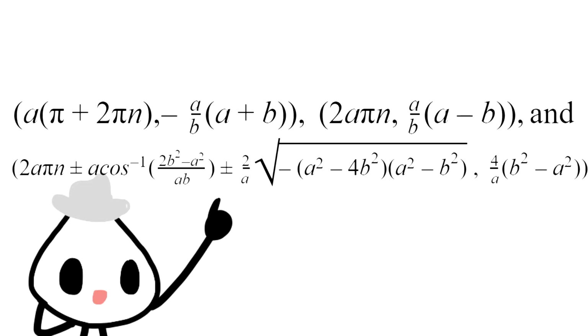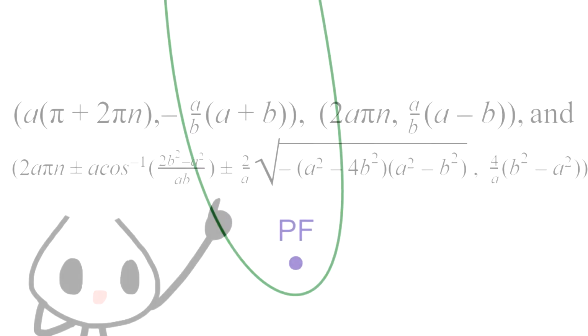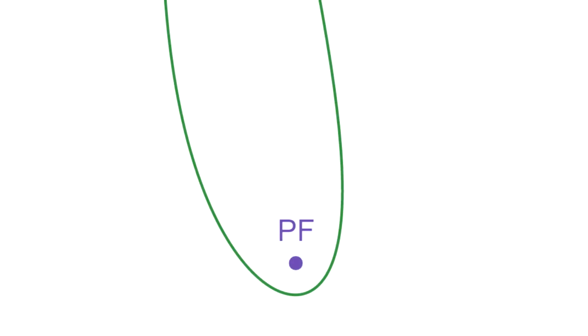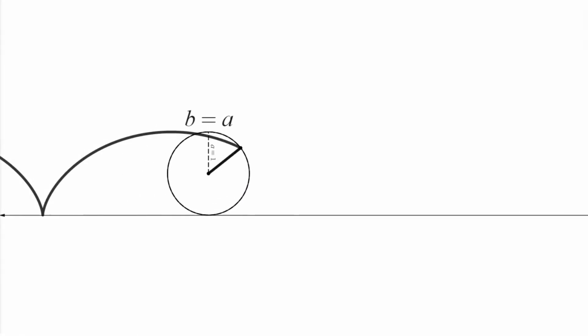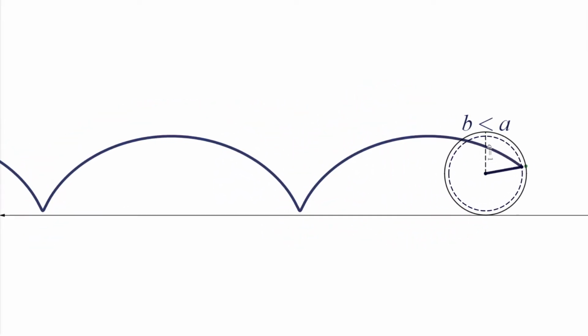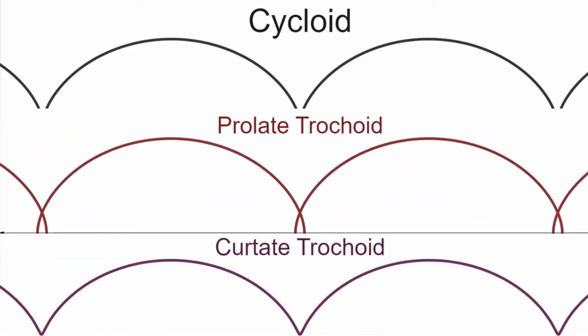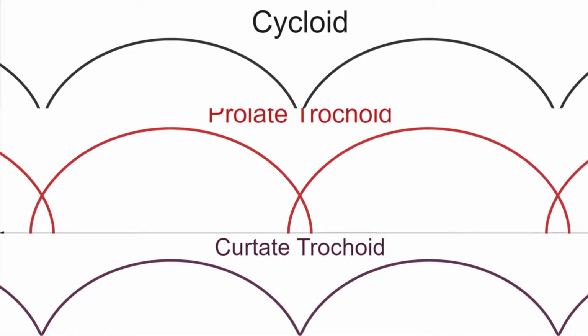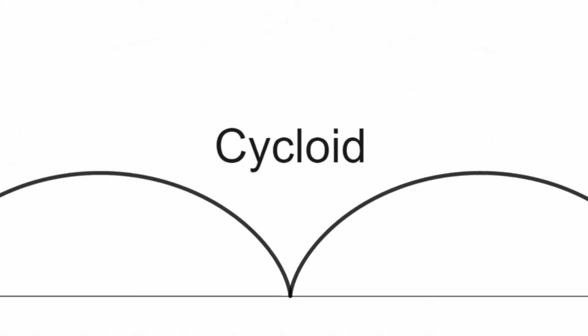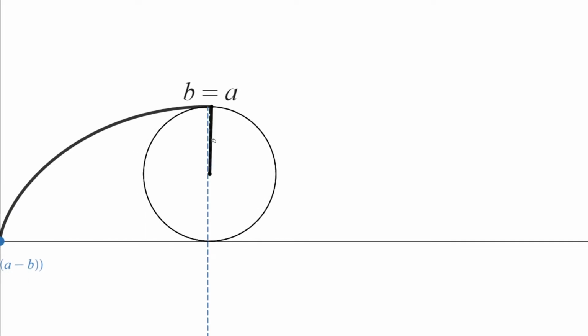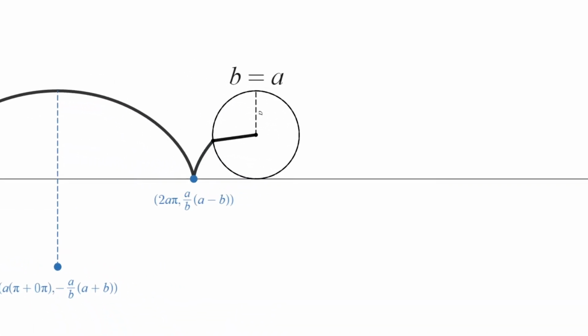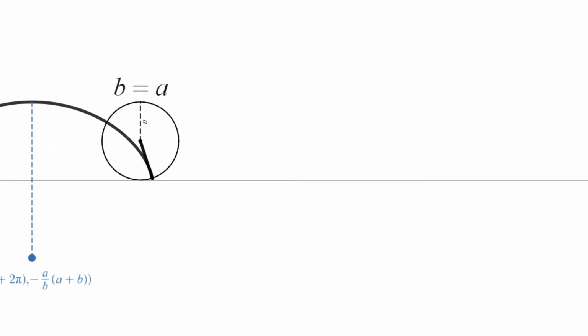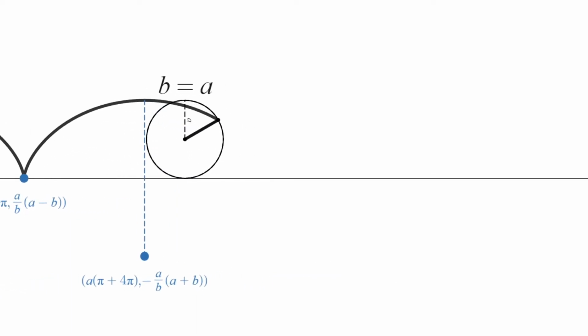Let's check out these pseudofoci, shall we? Remember that the existence of the pseudofoci depends on the cases of b equals a, b greater than a, or b less than a, so we'll have to distinguish the pf's of each case. In the case of the cycloid, or b equals a, the only pseudofoci that reside upon the curve are the blue points under each arc and under each low cusp, perhaps.